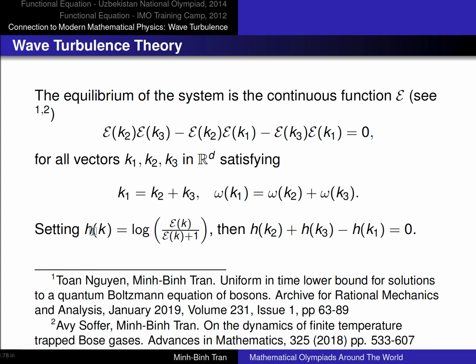Now, I just want to mention that here I made a typo. H(k) should be 1 over E(k). This formula is not true. This formula is true only in the quantum case. But here we are considering a classical wave system. So H(k) is the reverse of E only. Thank you so much for your attention.